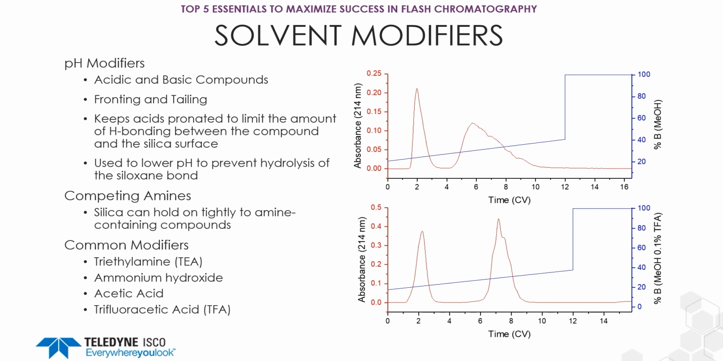So if we look at the example on the right, you can see that the top chromatogram was using a reverse phase condition with methanol as the strong solvent. And if you look at that second peak, that second compound, you can see a lot of tailing. That compound is just dragged out during the elution over several CV. But if we just add 0.1% TFA, trifluoroacetic acid, to that methanol, to our strong solvent, you can see what that does to the peak shape for that second compound. We're starting to achieve better chromatography by using an acidic modifier.